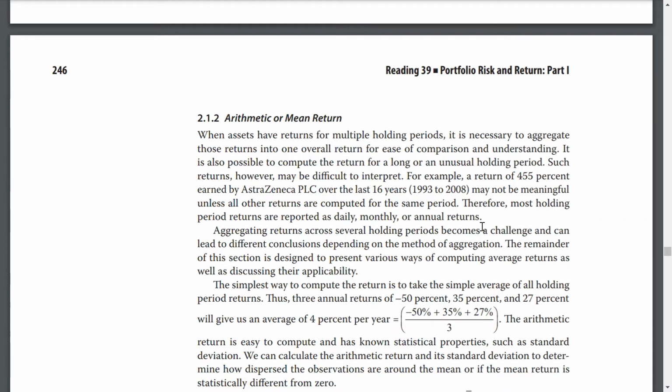For example, a return of 455% earned by AstraZeneca PLC over the last 16 years may not be meaningful unless all other returns are computed for the same period. Therefore, most holding period returns are reported as daily, monthly, or annual returns.